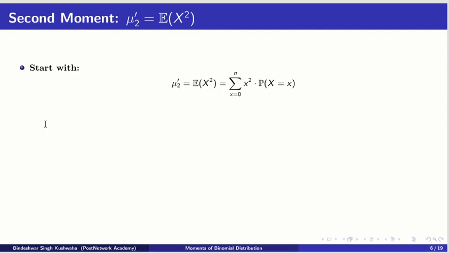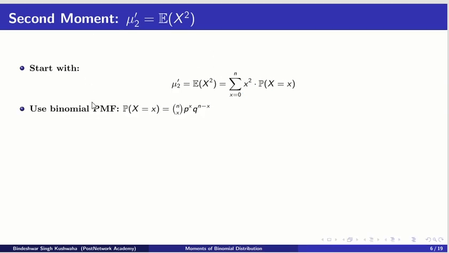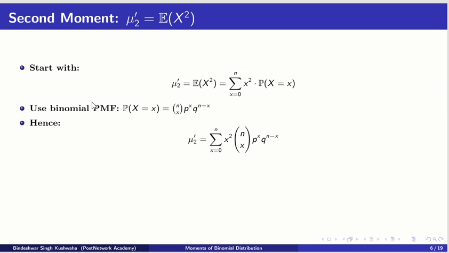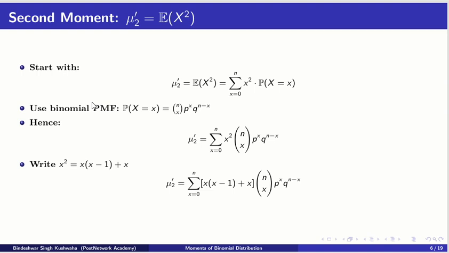Let us see the second moment, that would be x square times the probability mass function, and that will start from 0. Now if we use the binomial probability mass function, you can see that mu2 prime is the sum of x square times the probability distribution.